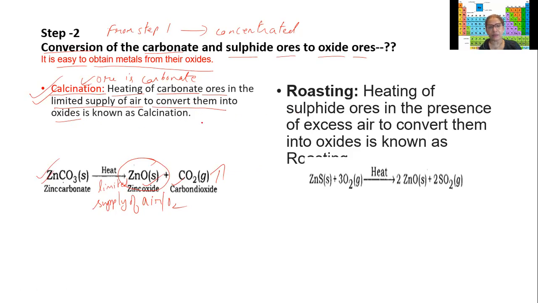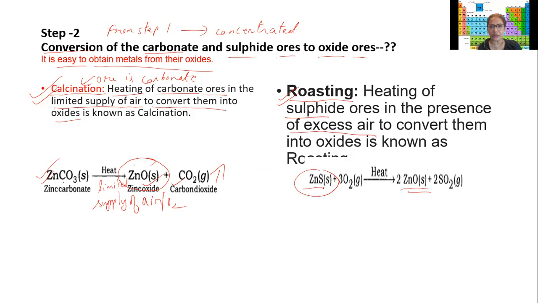Then the next method is if the ore is a sulfide ore. If the ore is a sulfide ore, we conduct what is known as roasting. Now, roasting, you all are familiar with this term. Roasting, chicken roast. You all like to eat, no? Chicken roast. It is just roasted in a lot of oxygen. A lot of fuel is used for roasting. So, heating of the sulfide ores in the presence of excess of air is known as roasting, and in this way the sulfide ores are converted into their oxide ores.